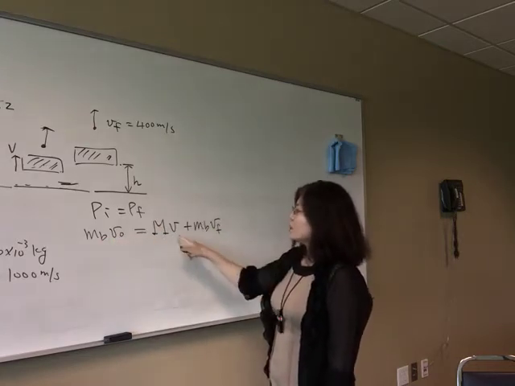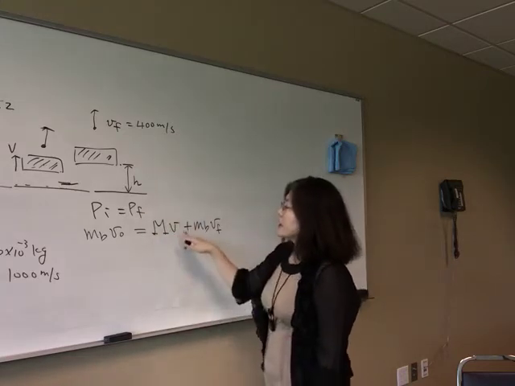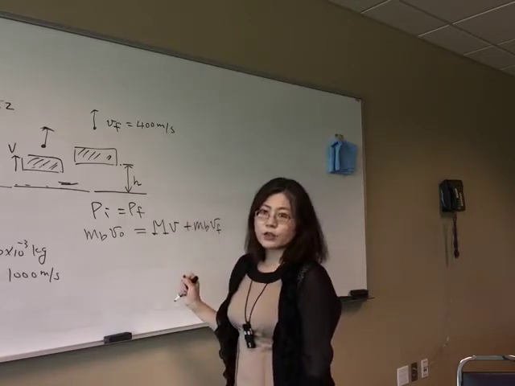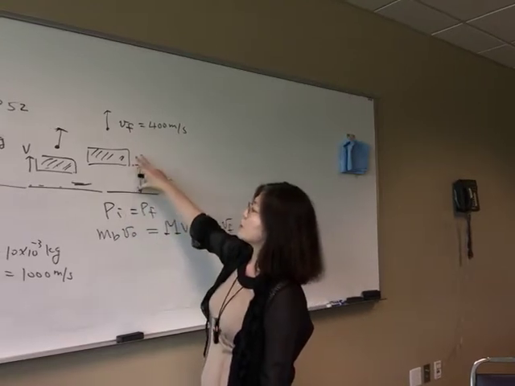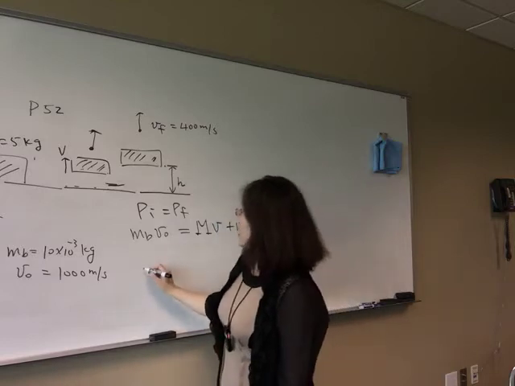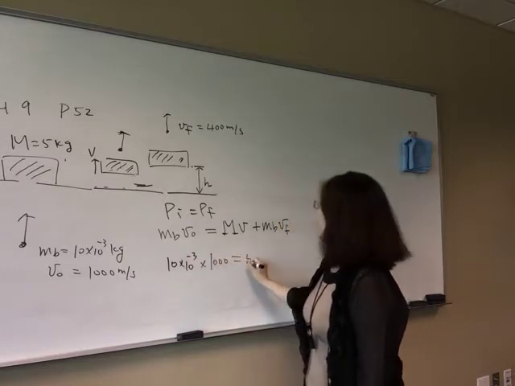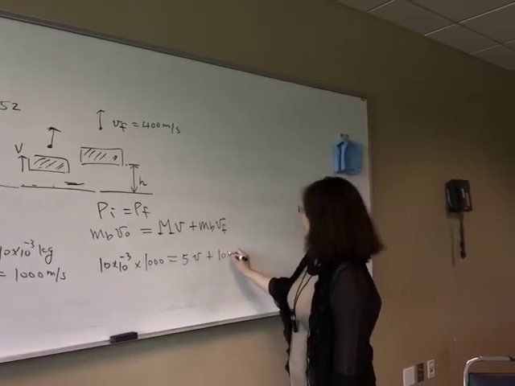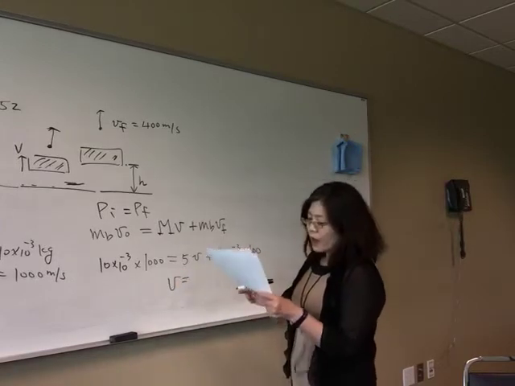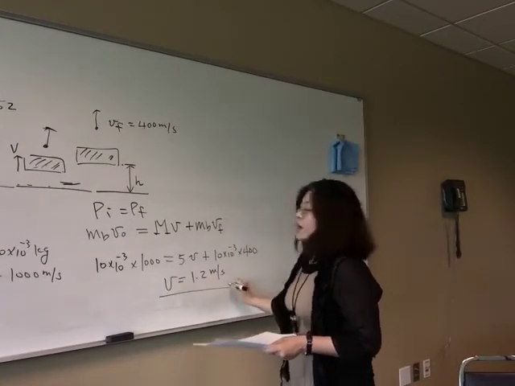So you might ask, why are we finding this velocity? Because this velocity gives the block its kinetic energy, and that kinetic energy is going to be converted to gravitational potential energy, so that you can find the height. Now let's plug in the numbers that we have, times 1,000. That is equal to 5v, plus this times this. So you can see how fast the block is moving after the collision. It will move at this velocity.